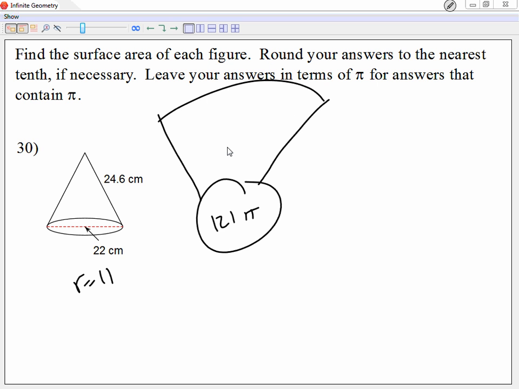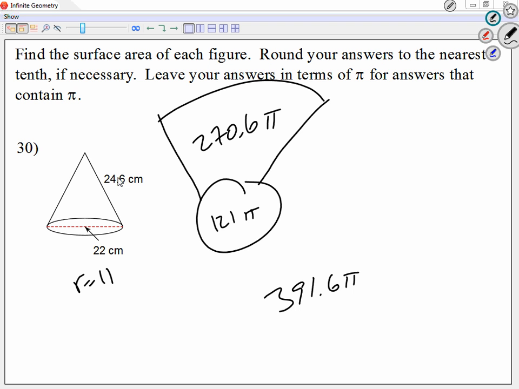For this part right here, let me multiply 24.6 times 11. I get 270.6. And then just to finish it off, let me add everything. You should get 391.65. Yes. How did I get the 270.6? Because I multiplied 24.6 times 11, the radius.